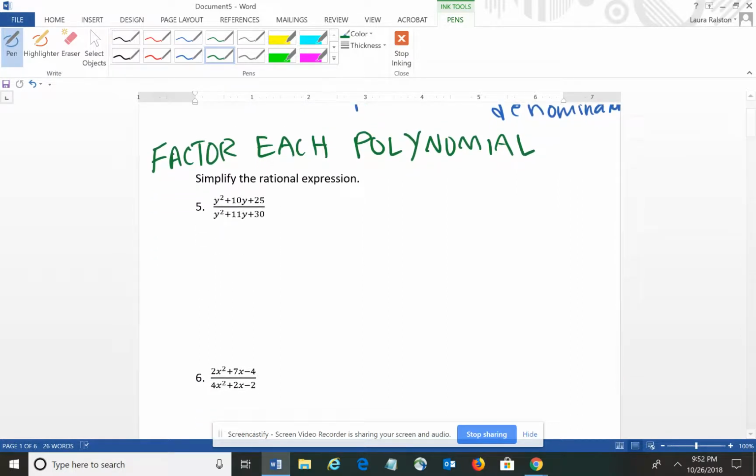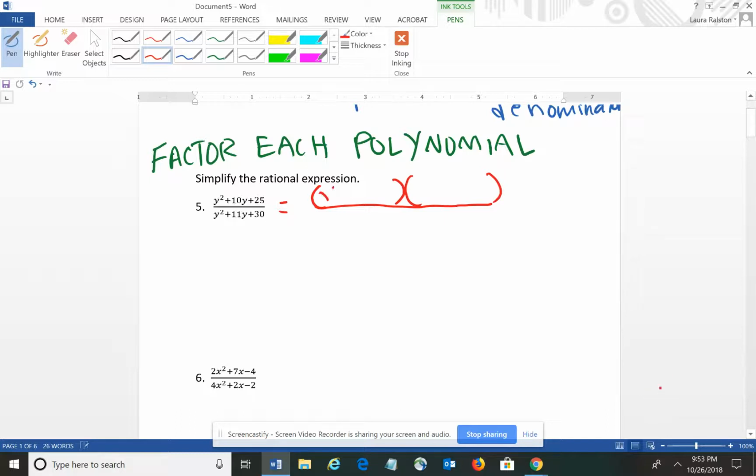The first problem is number 5, and it asks you to simplify the rational expression. That means to divide out any factor or any piece that the polynomials have in common. And so first, you can't just say, okay, I'm going to cancel y squared and y squared, because y squared plus 10y plus 25 is all connected by the plus signs, and it's considered one unit. And you can't just break it apart because you want to.